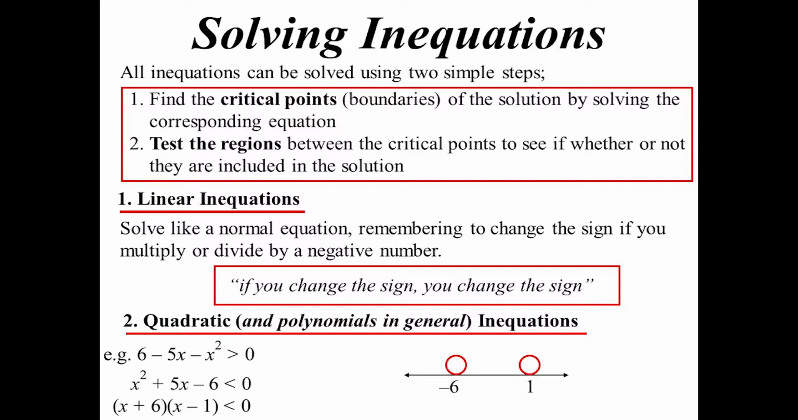We'll just test some numbers. 0 is always the easiest one to test, so let's have a look at that. 0 would give me -6, and -6 is less than 0. The other thing I know about quadratic equations, because if you think of the graph, what you're talking about is a parabola, so it's either going to be in between those two critical points or on the outside. We've just found out it's in between. No need to check the other regions with a quadratic. So there's our solution.